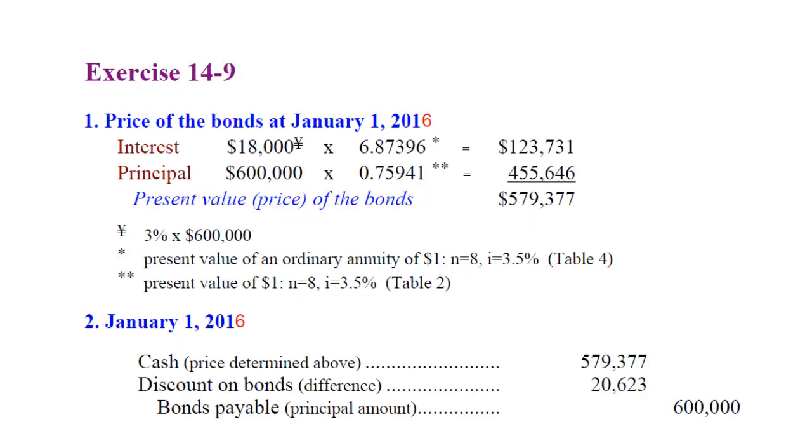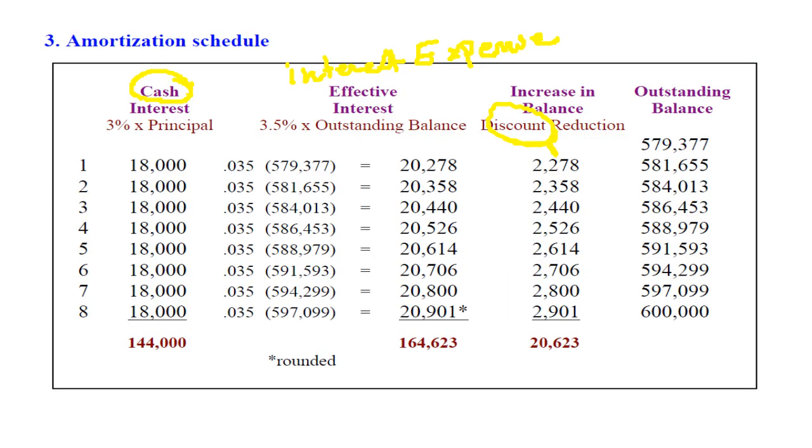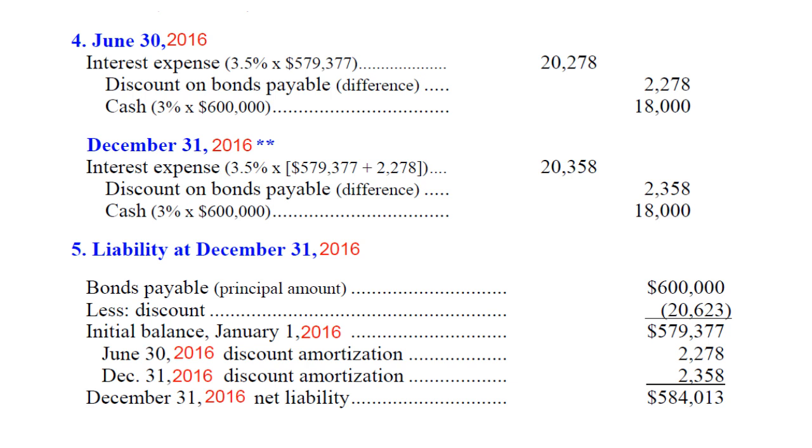So question number 4, if I'm not wrong: prepare the journal entry to record the interest for the first payment. Again, we are taking the numbers from the amortization table. So the cash will be 18,000. The interest expense will be 20,278. And the difference between both will be the discount, which is 2,278. And the entry will be as follows: interest expense and the cash will be the 18,000, and the difference between both is the discount on bonds payable.